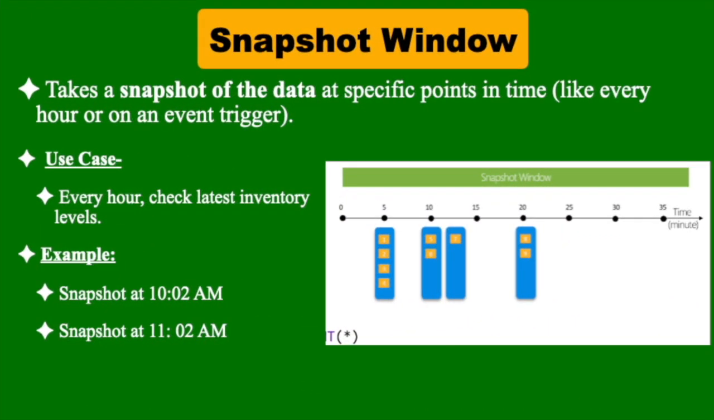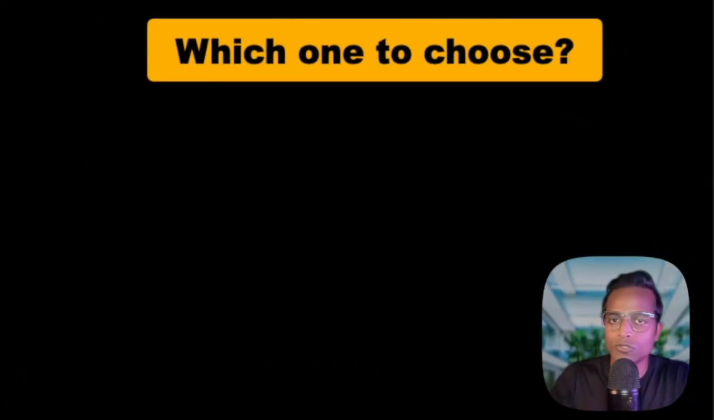which takes the snapshot of the data at specific points in time, like every hour or an event trigger. One example is check the latest inventory levels at any point in time. So we're taking the snapshot. Okay, so these are the different types of windows which we use in real-time analytics. Now, which one to choose?